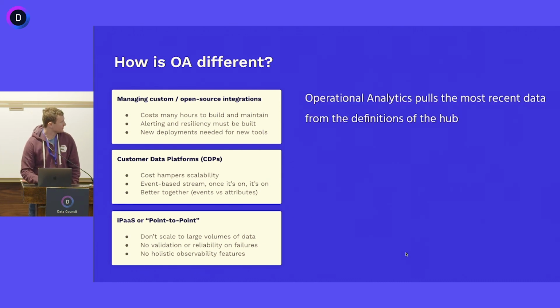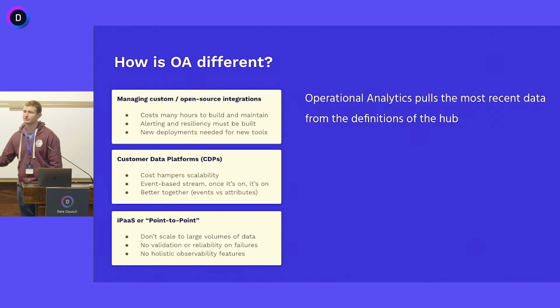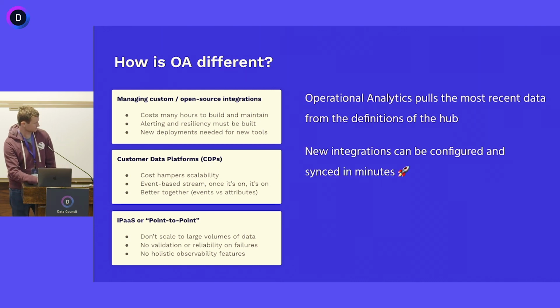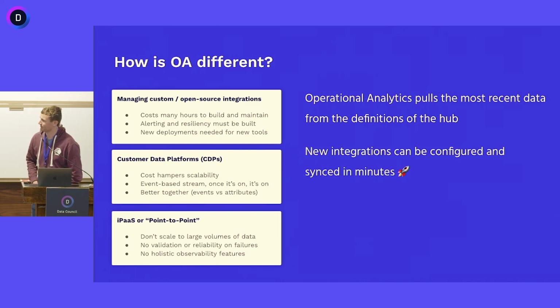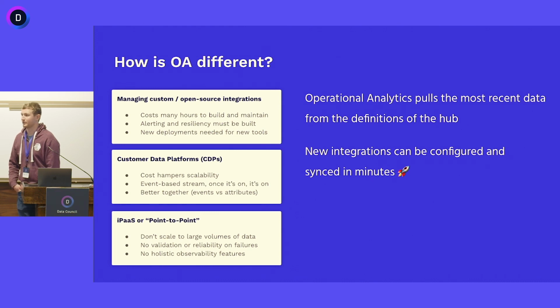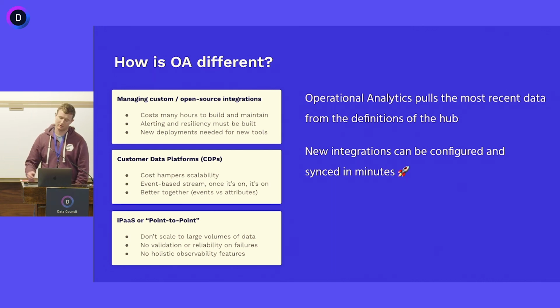So how is operational analytics different? It pulls the most recent data from the definitions in the hub. You don't have to fix bespoke integrations at each different point-to-point connection. New integrations can be configured and synced in minutes. We just walked through two use cases, Salesforce and LinkedIn, and we did that probably all in 10 minutes tops. As long as you have the data living in your data warehouse, you can get that set up right away.